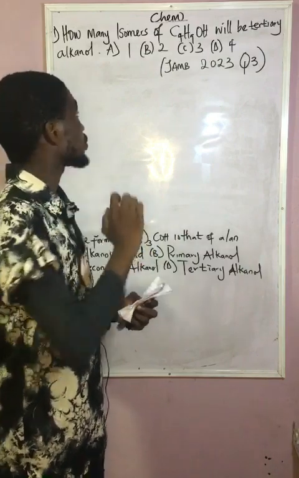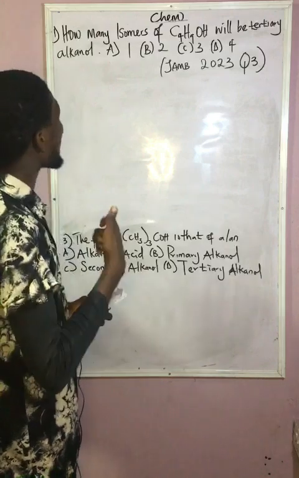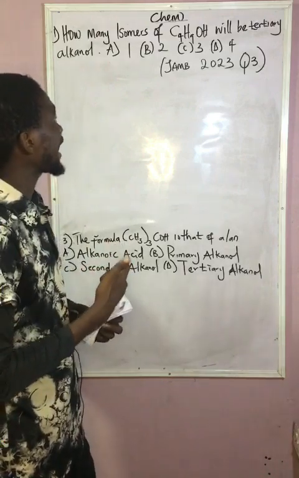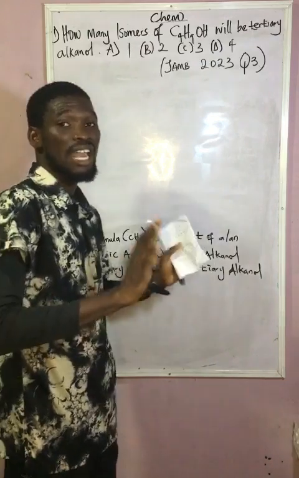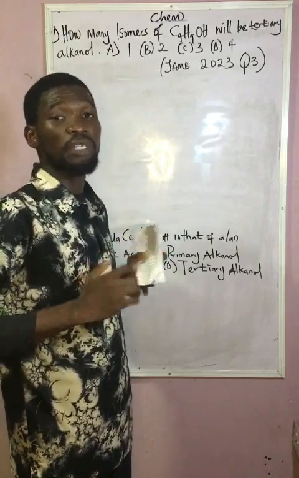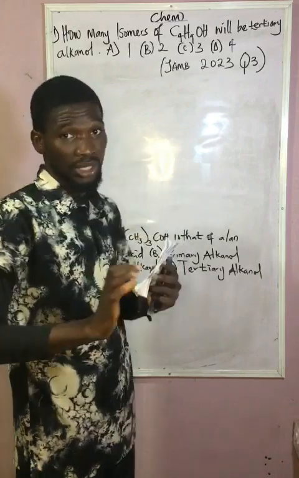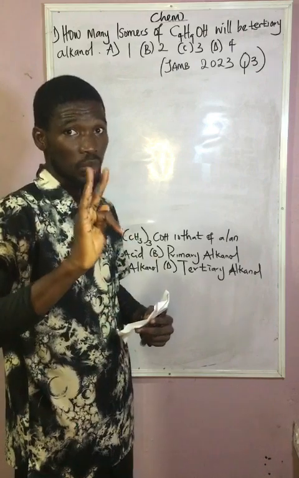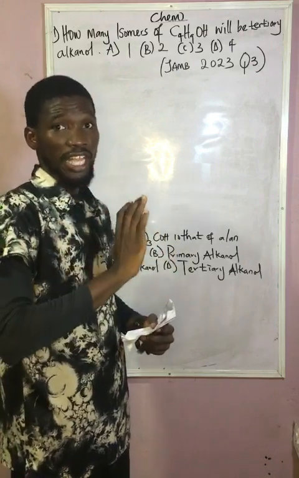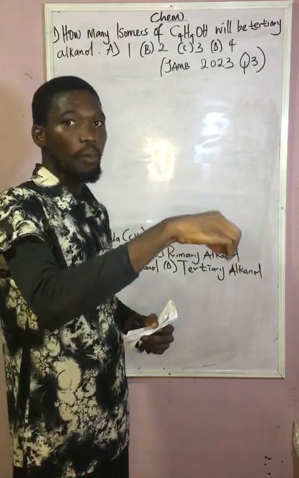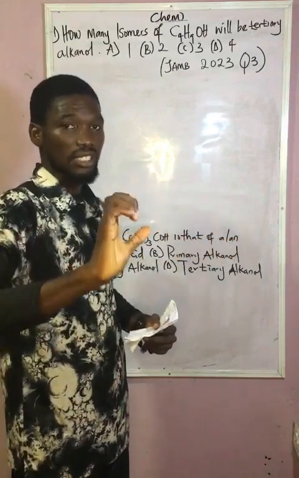So guys, look at what you have on the board. They said how many isomers of C4H9OH. As a science student or as a JAMB tutor, I know this is a butanol, because we have 4 carbon atoms. We are not here to show you that the answer is A. I'm here to explain why A or B or C or D is the answer.